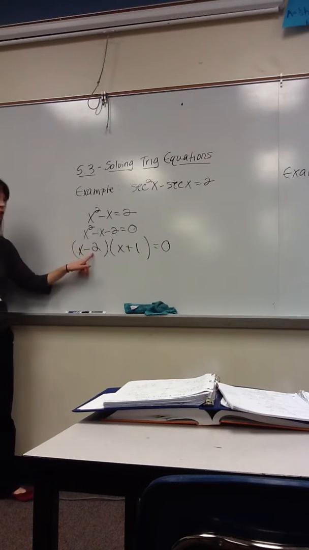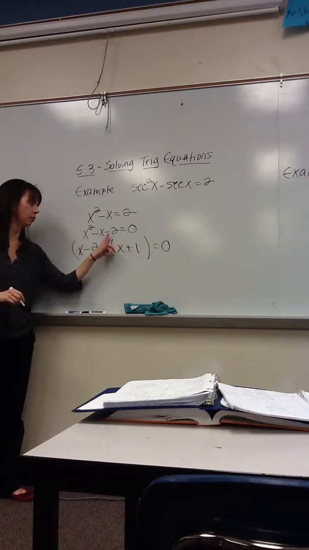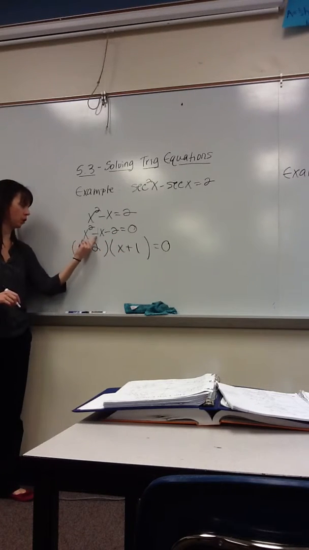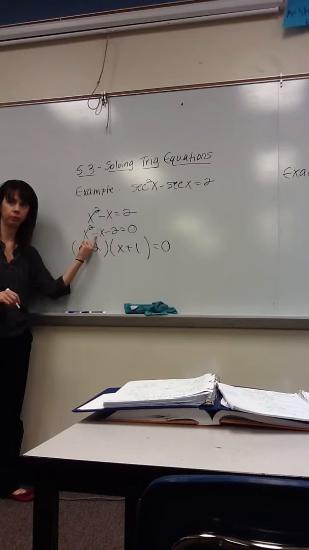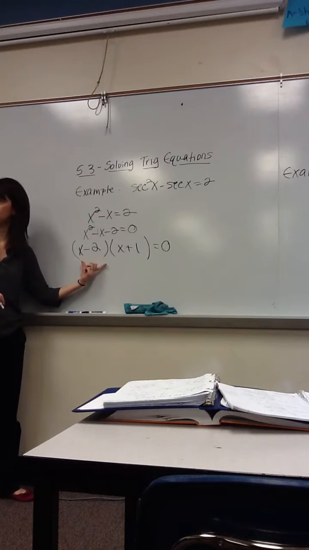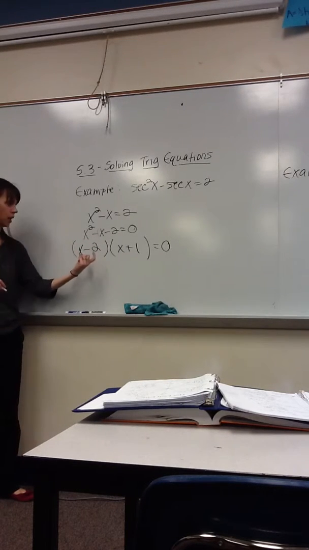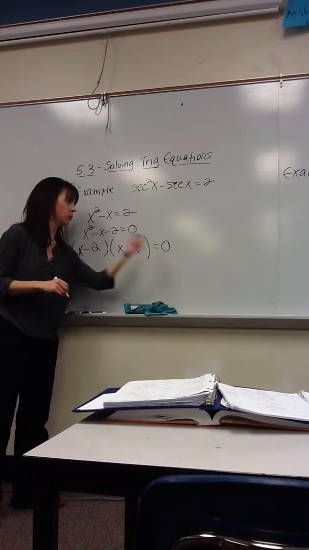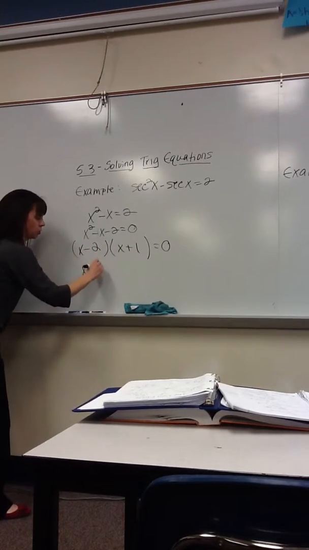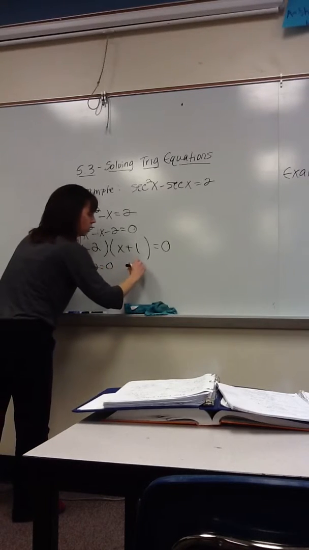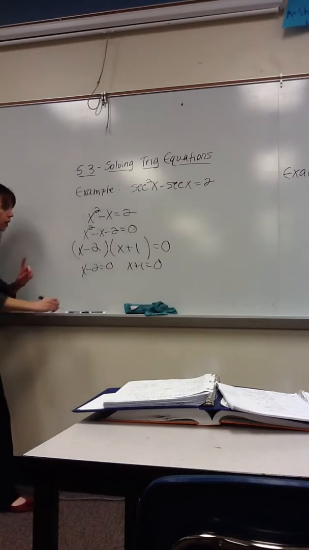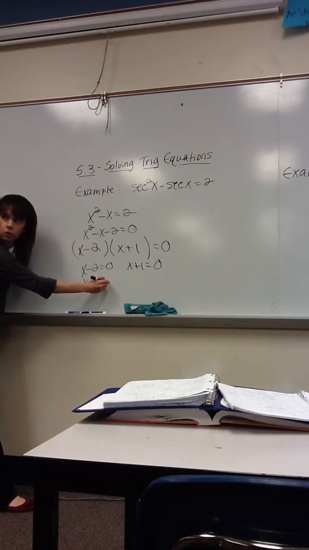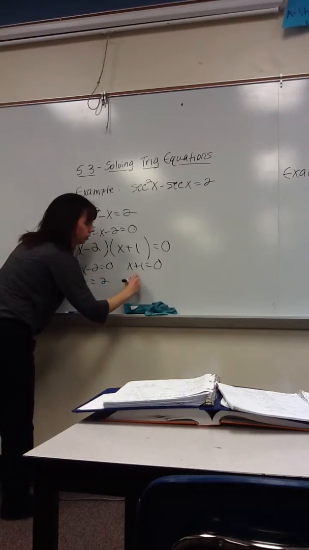So negative 2 times 1 gives me negative 2. And remember, they have to add up to the middle number, which is negative 1. So we have to consider both situations. x minus 2 could be 0, and x plus 1 could be 0. What is x going to be? 2, and that one's going to be negative 1.